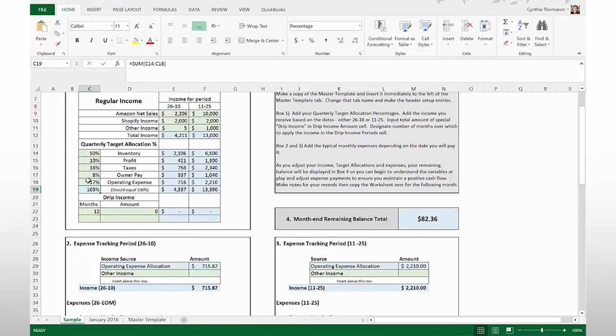We have to determine where we may be putting too much aside. And I would suggest to start, look at perhaps your profit account as a place to go in and reduce that number to 7%. And that makes us balance out to 100%. This is just getting us to a starting point. You'll want to monitor this month by month, but this is where you're going to start.